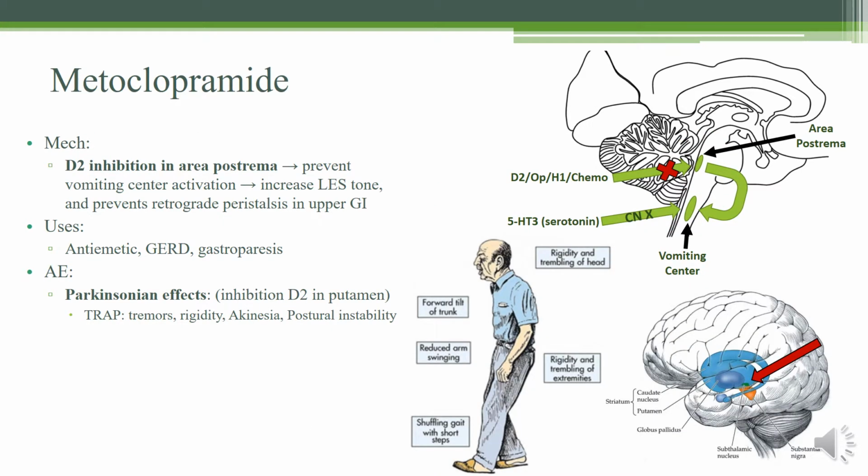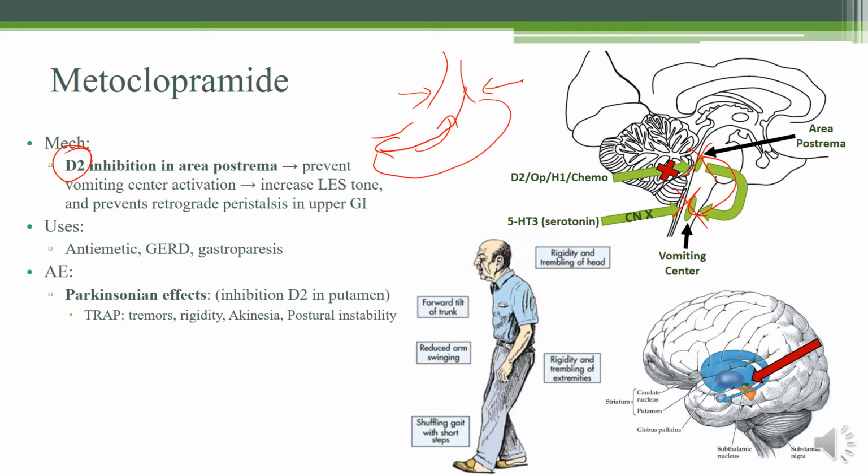Let's talk about metoclopramide. Metoclopramide works by inhibiting the D2 receptors in the area postrema. So if you get an inhibition of the D2 receptors, you don't get an activation of your vomiting center. If you remember how dopamine usually worked, it reduces your lower esophageal sphincter tone and it causes retrograde peristalsis, so you can throw up all the contents of your stomach. But when you're taking metoclopramide, it inhibits the effects of dopamine, so you get a tightening of your lower esophageal sphincter and you get anterograde peristalsis of your GI system.